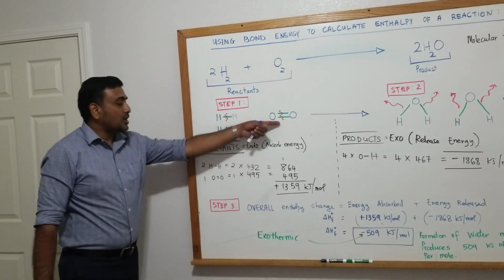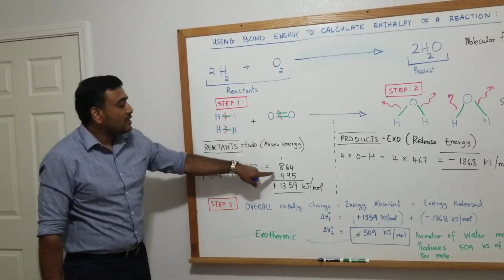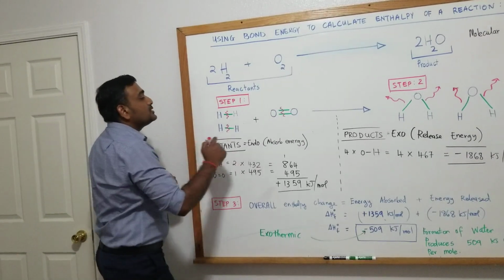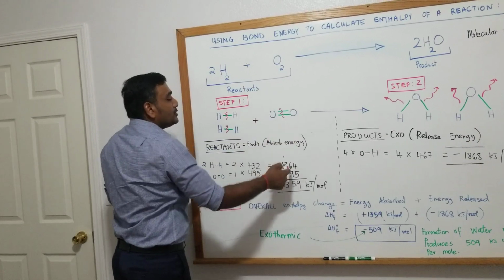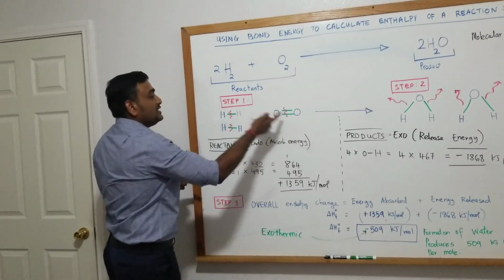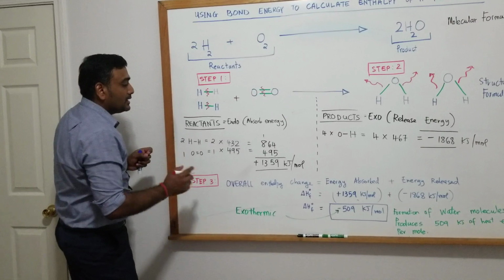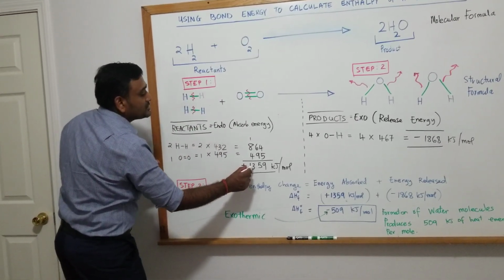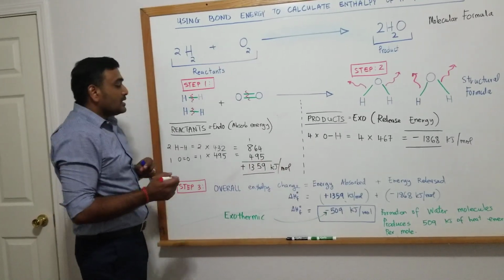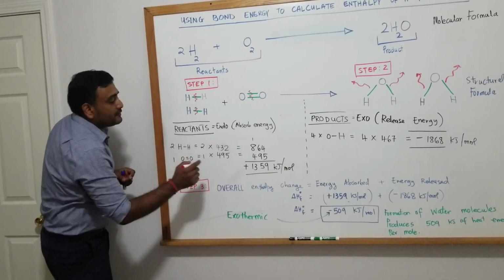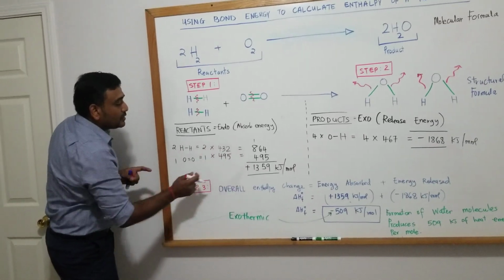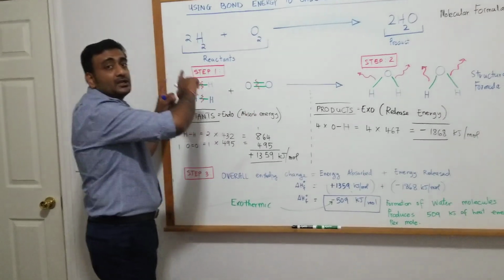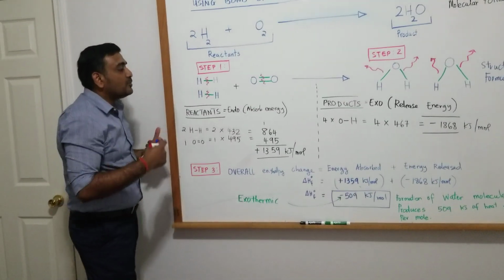And then oxygen to oxygen double bond, it has 495 kilojoules per mole heat energy contained inside. So oxygen molecules are going to absorb 495 kilojoules of heat energy per mole from the surrounding. And the total on the reactant side is positive 1359 kilojoules. So I place a positive sign in front of the reactant side total because heat energy goes into the system. This is the system, heat energy goes into the system in trying to break the bonds.